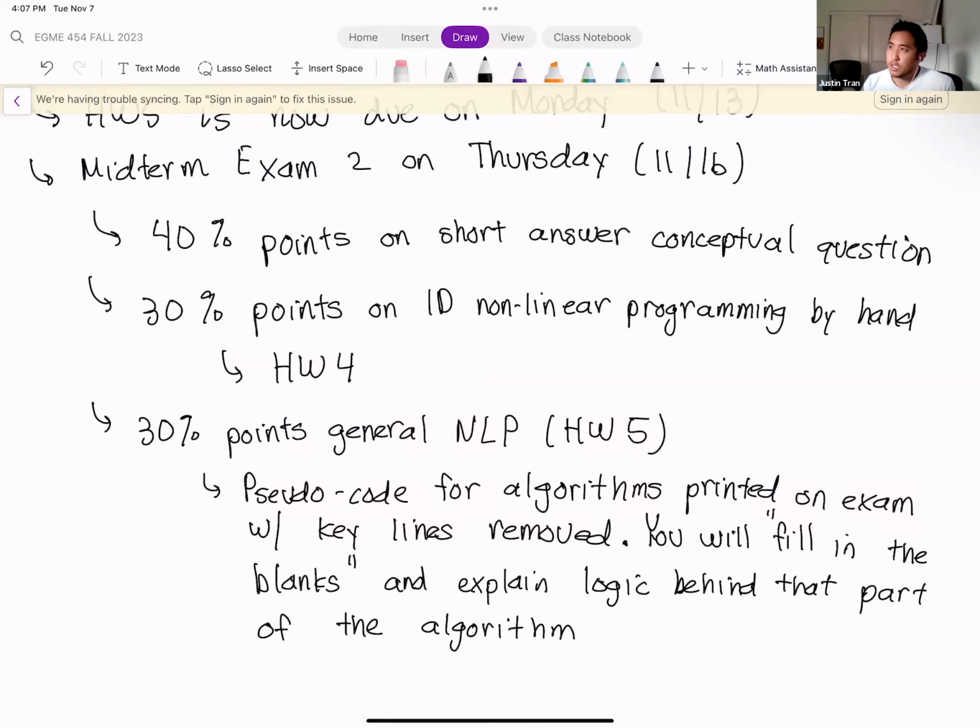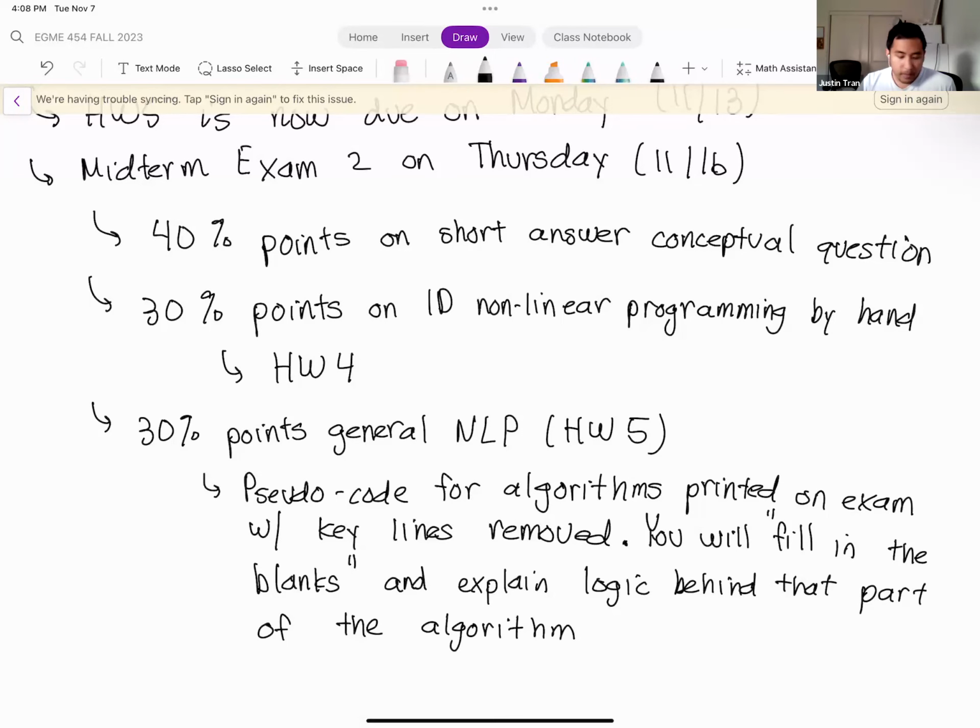Okay. And so it's essentially going to be a fill in the blanks with a conceptual portion to it. And that'll be about 30% of the points on the exam. I'm probably going to give you maybe 2 or 3 codes on the exam, and each code maybe has 2 or 3 missing lines of code that you're going to have to fill in. Okay. So that's where I'm leaning. I haven't written the exam yet, so I don't know exactly how it's going to work out, but that's what I'm thinking for now.